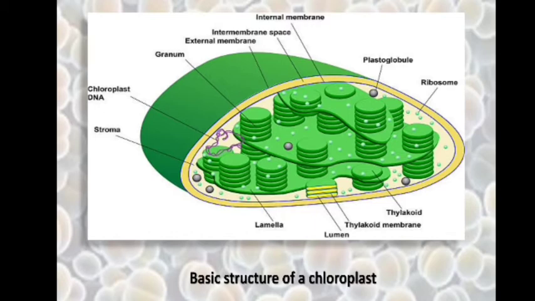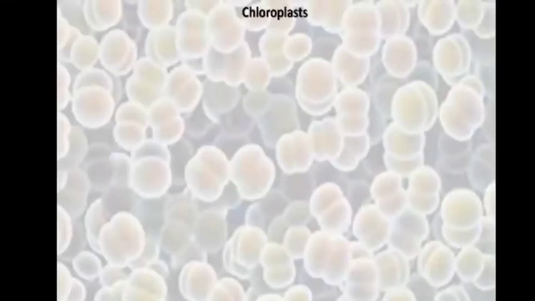This is the plastoglobule, which consists of lipids and proteins. These are the thylakoid system, a collection of membranous sacs called thylakoids, where chlorophyll is found, and the light reaction of photosynthesis happens here. And the thylakoids arranged in stacks are called grana. Now, what is the function of chloroplast?